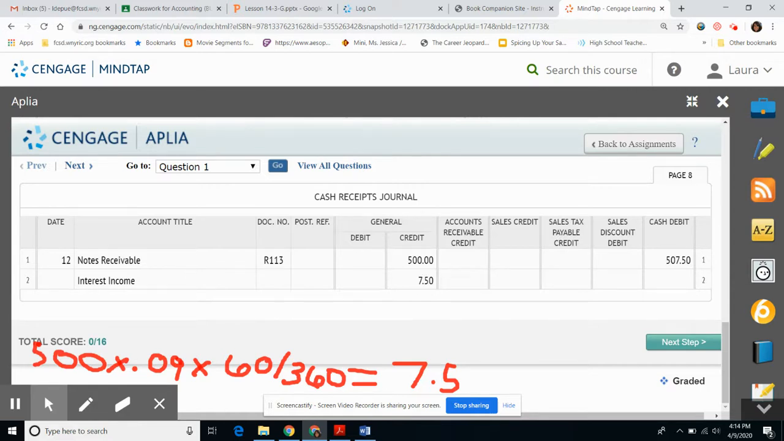So this is the first type of transaction that we have in our cash receipts journal that will have a double entry, 2 lines for 1 entry here. So I'll leave this up here for a second, but notes receivable is the credit, interest income is the credit for the general, cash debit is those two added up, so our debits equal our credits.